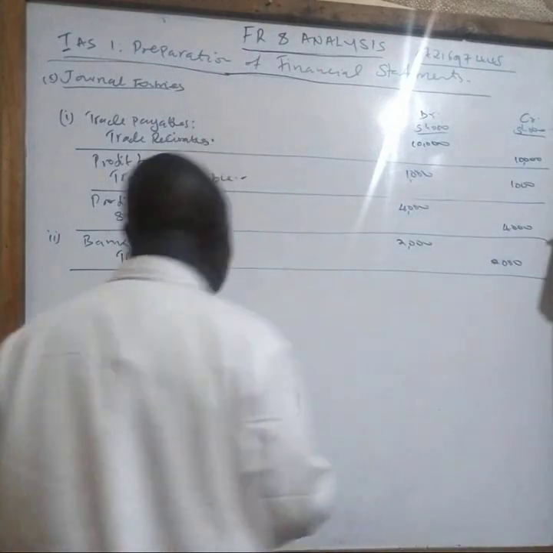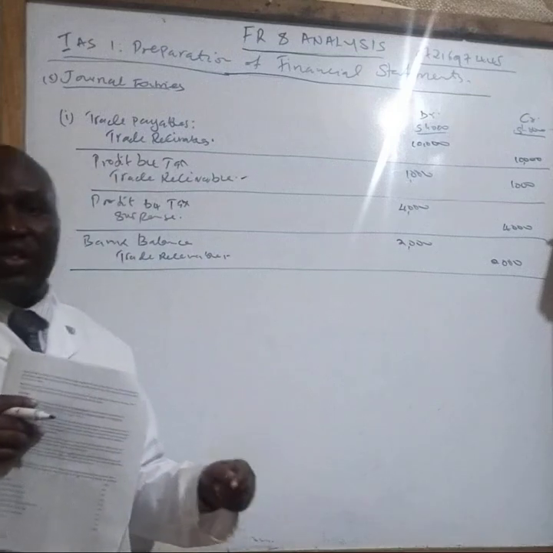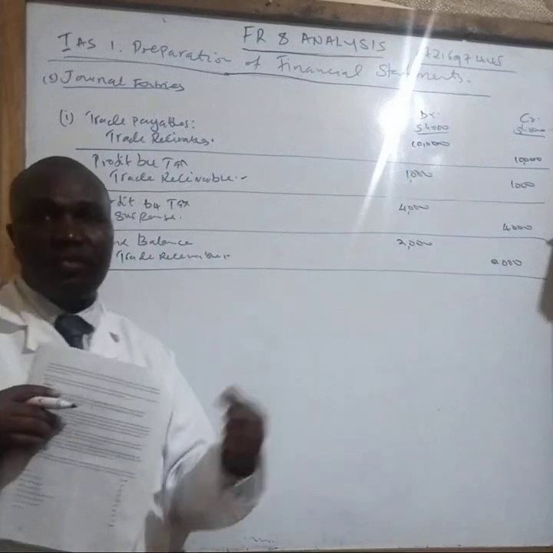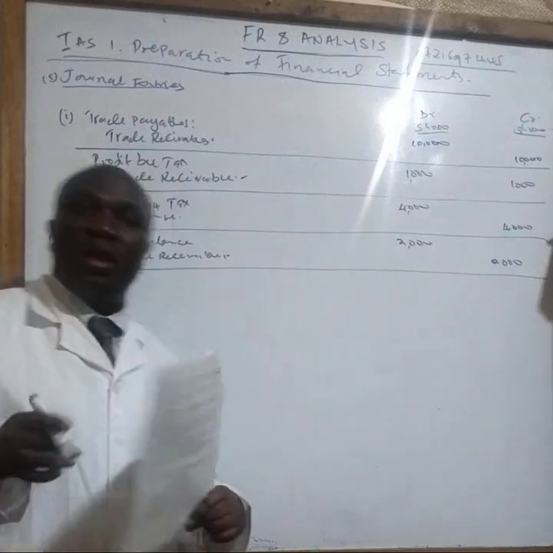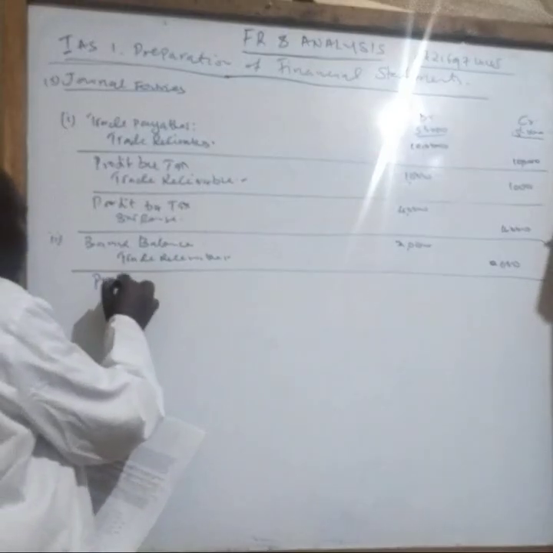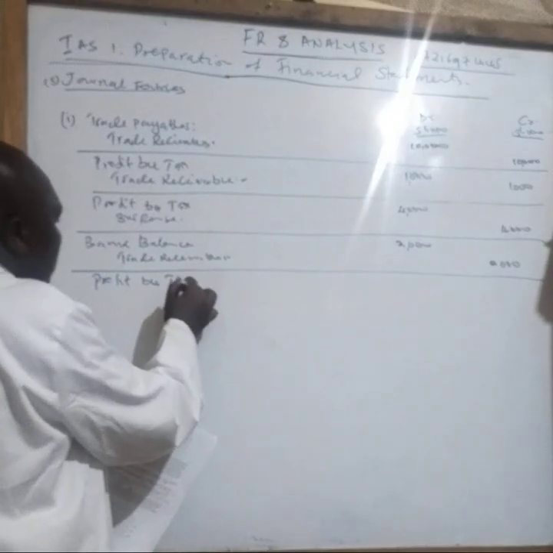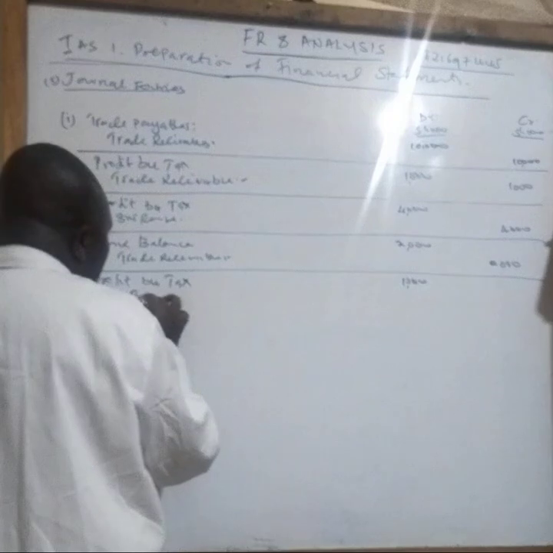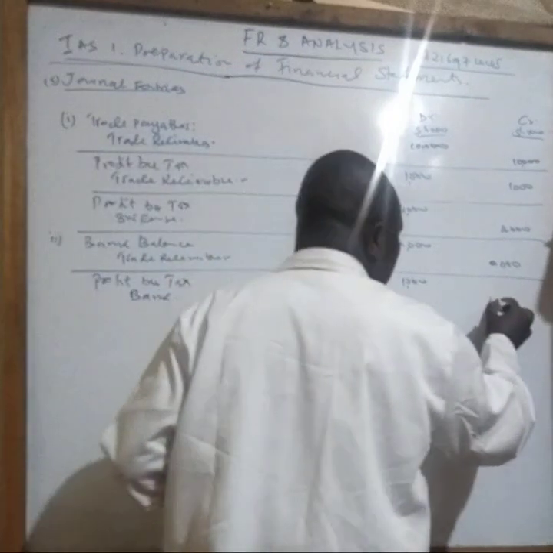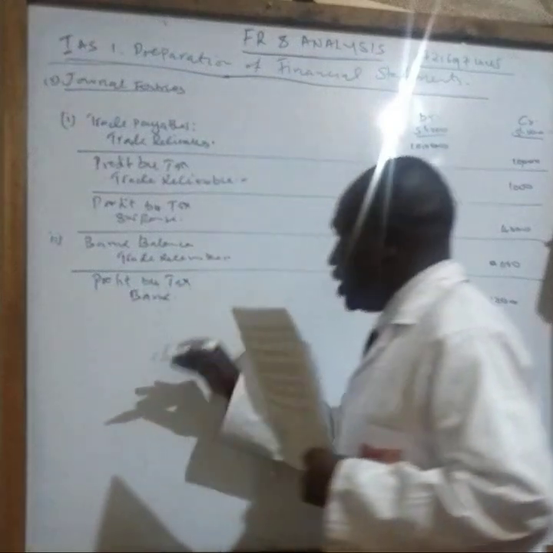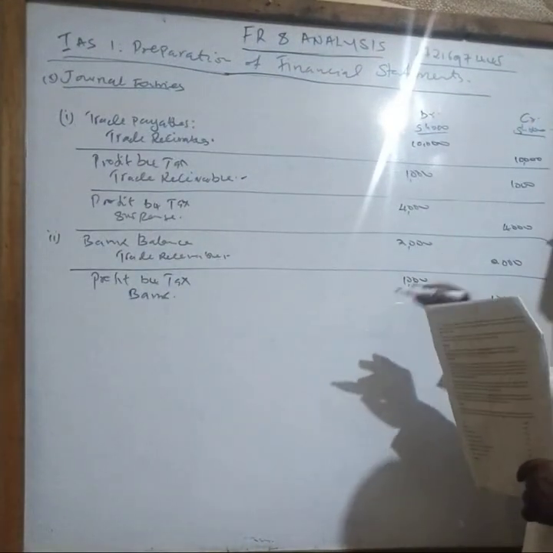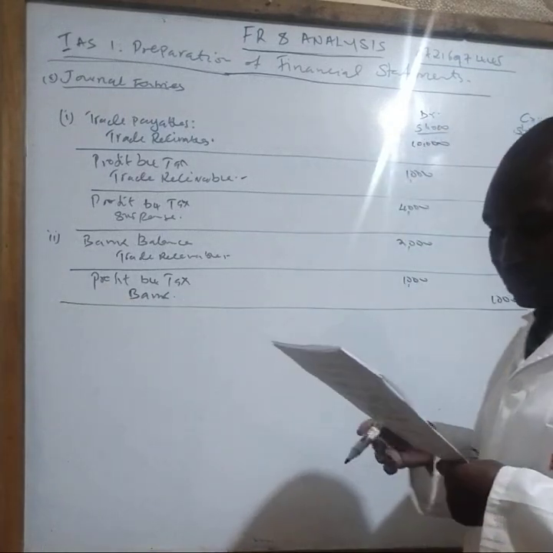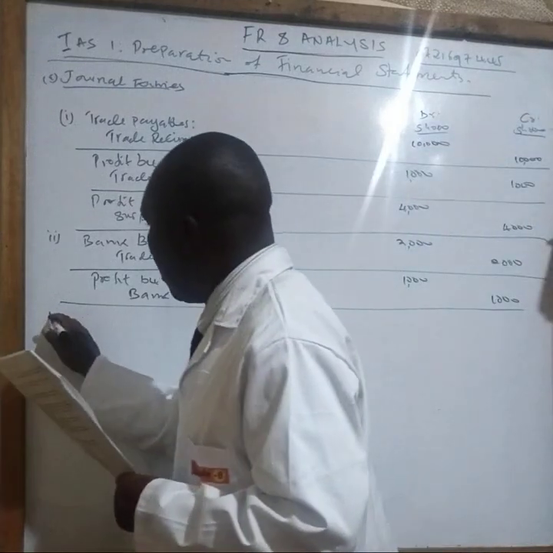Then we have also been told there was also bank charges of 1,000 that was also omitted. So bank charges means that it would reduce our profit before tax. How do we reduce profit before tax? By debiting. So profit before tax, you debit that by 1,000. Then you credit your bank. This bank balance here is also overstated by that. So now you say, being correction for bank charges omitted. Additional information 3.